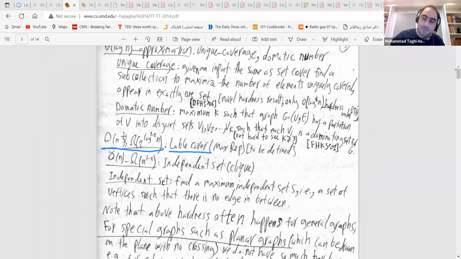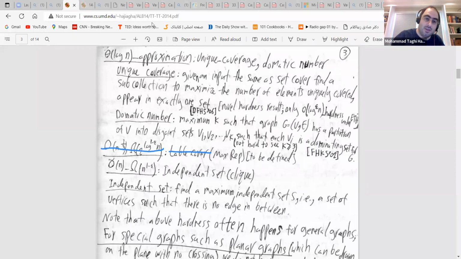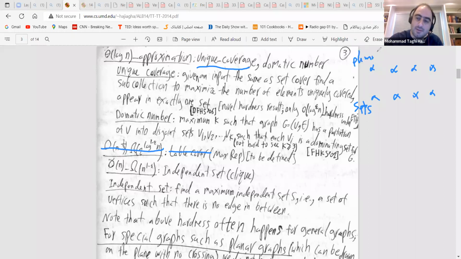But there is another very natural problem, and it is more recent, that is known to be log n hard, or polylog hard. This is the unique coverage problem. What is the unique coverage problem? Again, the input is a set cover problem. So these are the sets, and these are the elements, and each set contains several elements.